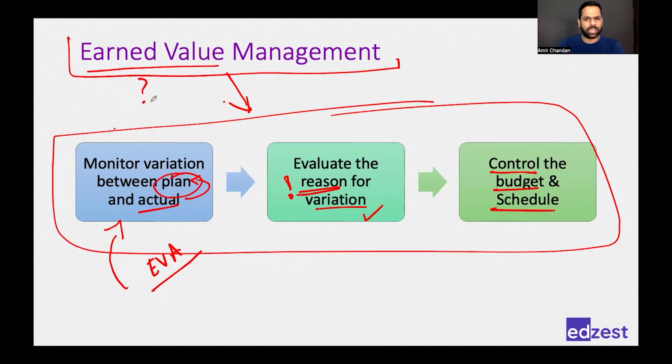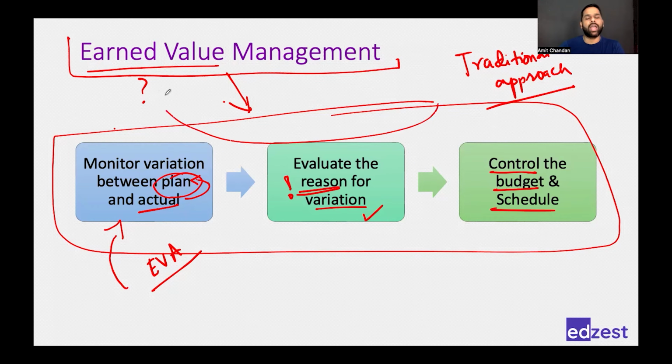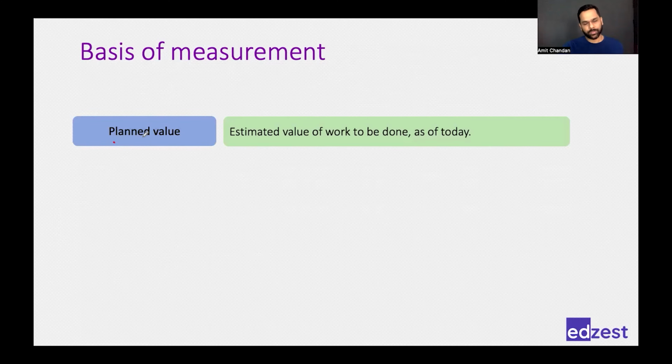Because very specifically, and we are talking about traditional approach projects, okay? Very specifically in traditional approach projects, we always try to capture the plan, the actual, and the earned value as well. That makes the basis of the measurement. So there are three things that we need to know in order to carry out the earned value analysis. First is called planned value.